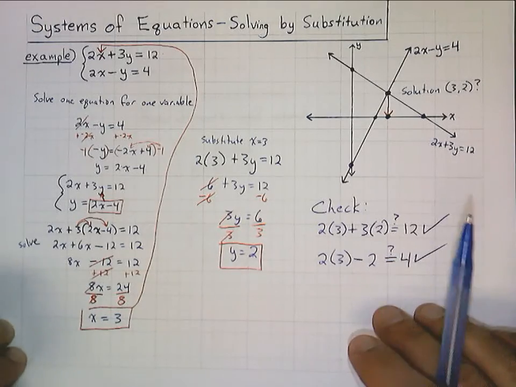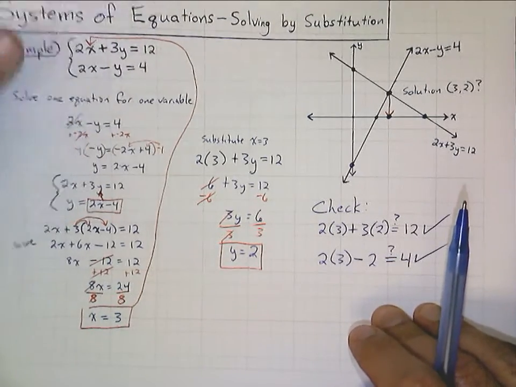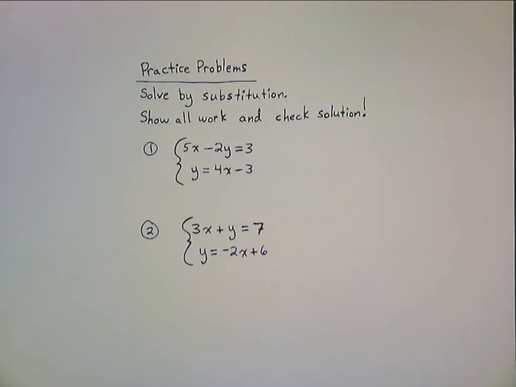So here are a couple of practice problems for you to work through. Just solve these things by substitution, and of course show all your work and check your solutions at the end. If it doesn't work and it gives you a false statement in either one of the equations, you made an error along the way somewhere. Try to find out where it was and fix it. And we'll check those in class.